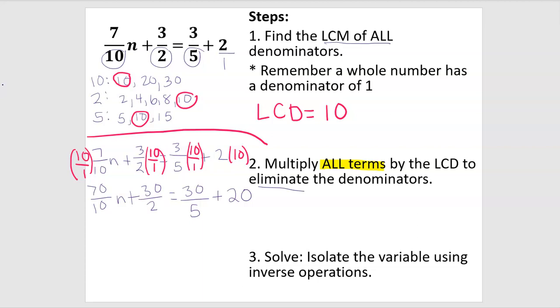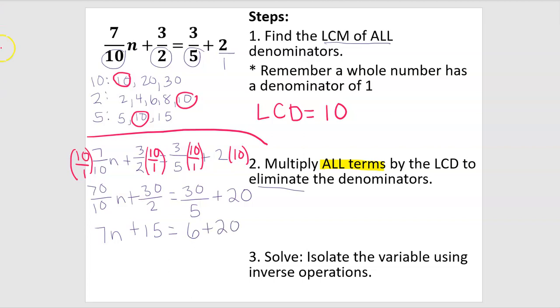So now I'm going to simplify all of my equations, all my fractions, so that I can get rid of those denominators. 70 divided by 10 is 7. So my first term is 7n. 30 divided by 2 is 15. 30 divided by 5 is 6. And 20 just stays 20.